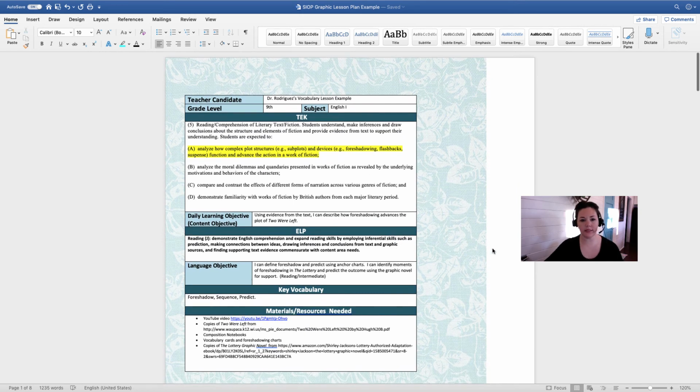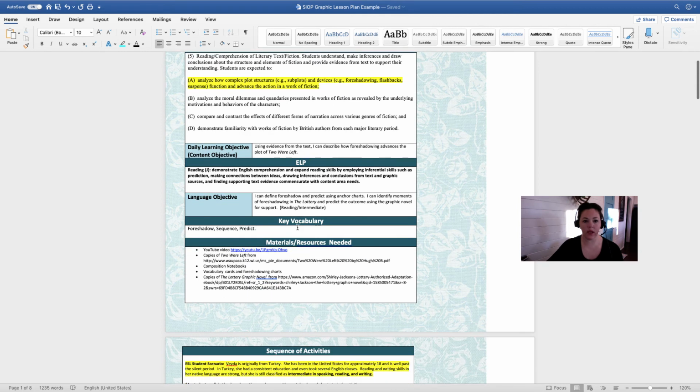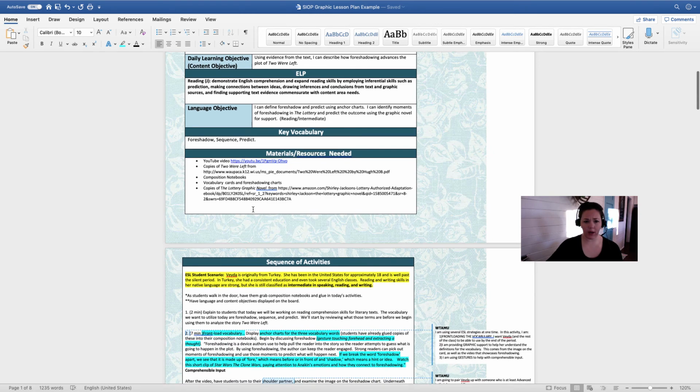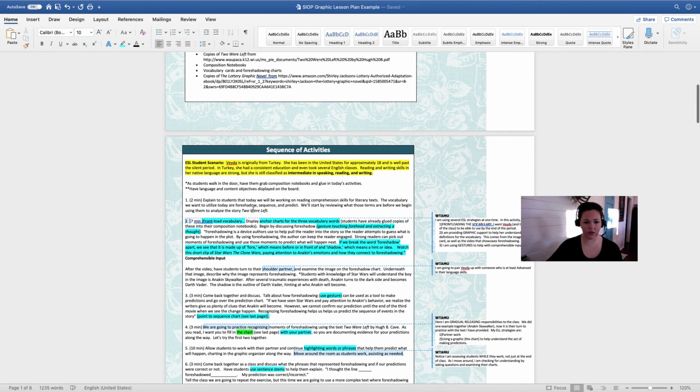Okay, so let's take a quick peek at my lesson plan. This one is written for 9th grade English 1. You guys know the TEAC. You know you're really good at writing those content objectives. You are good at writing the language objectives. Make sure you're including the type of support that the student needs to achieve that language objective. You guys have no problem with key vocabulary. You're good at materials and resources.